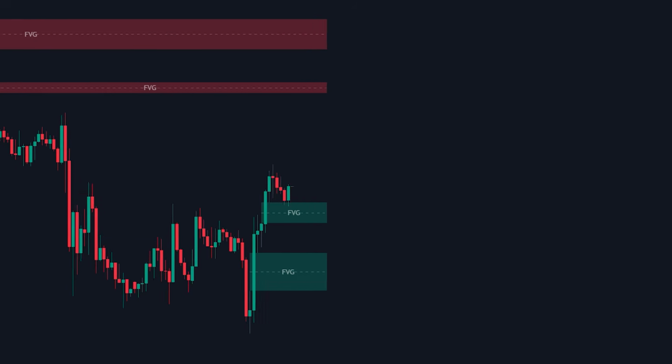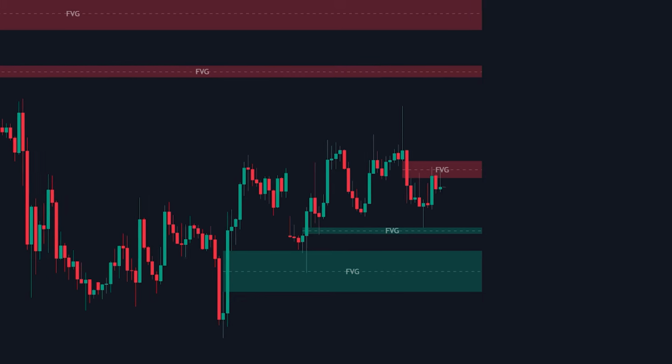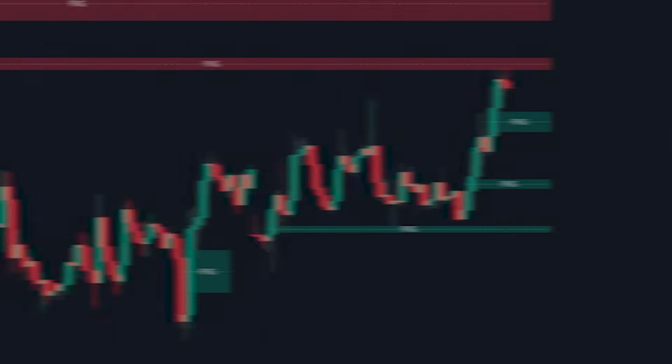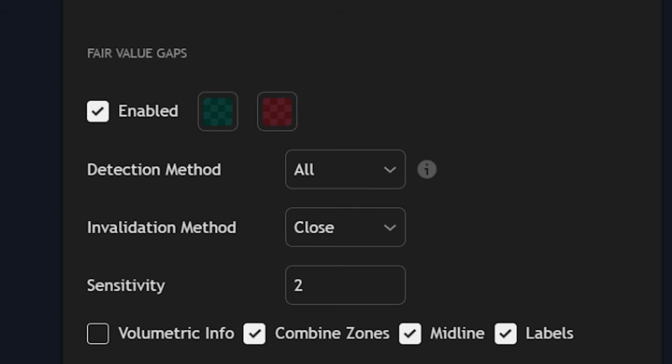Fresh gaps get drawn automatically, and once price fills one, it's handled for you, so you never accidentally trade a stale zone. You can adjust the sensitivity to filter out the tiny gaps and only keep the meaningful ones.